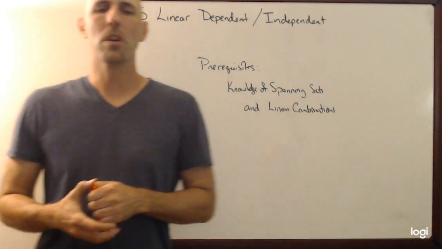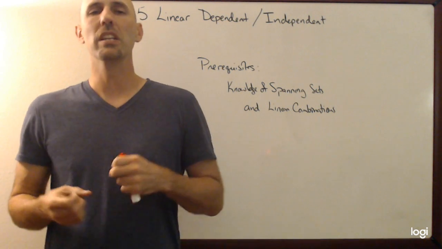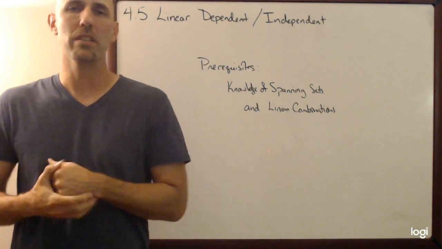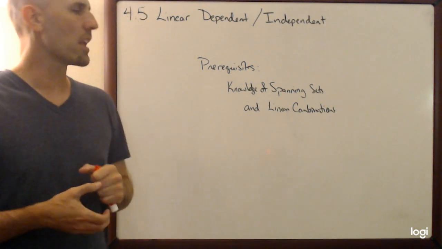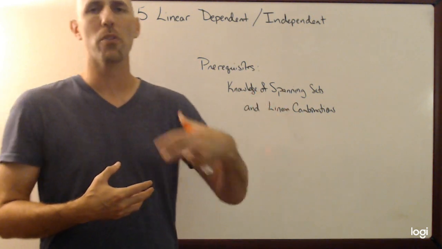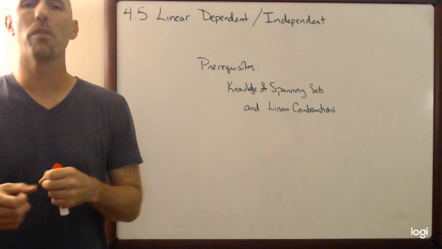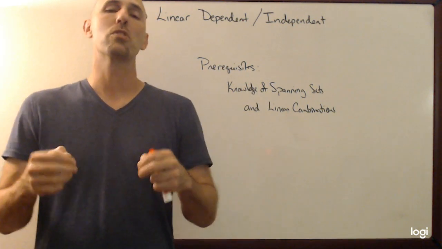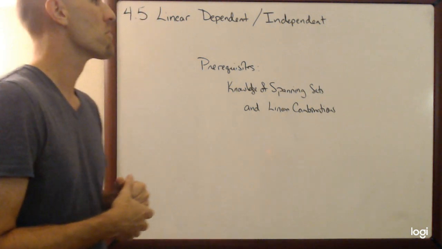Alright guys, welcome back for another video, this one on section 4.5. We're going to be discussing linear independence and dependence of vectors. Today, not a lot of prerequisites here. You need to know about spanning sets and how those relate to vector spaces and linear combinations, which you can find in the lecture for section 4.4 if those things don't ring a bell.